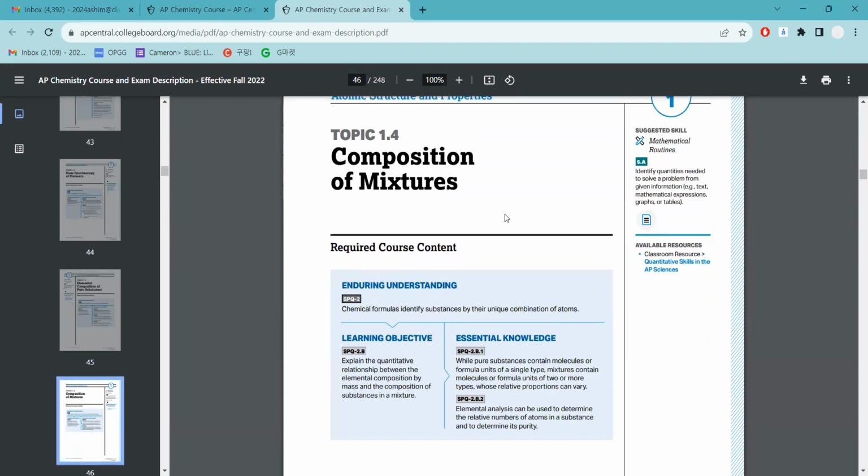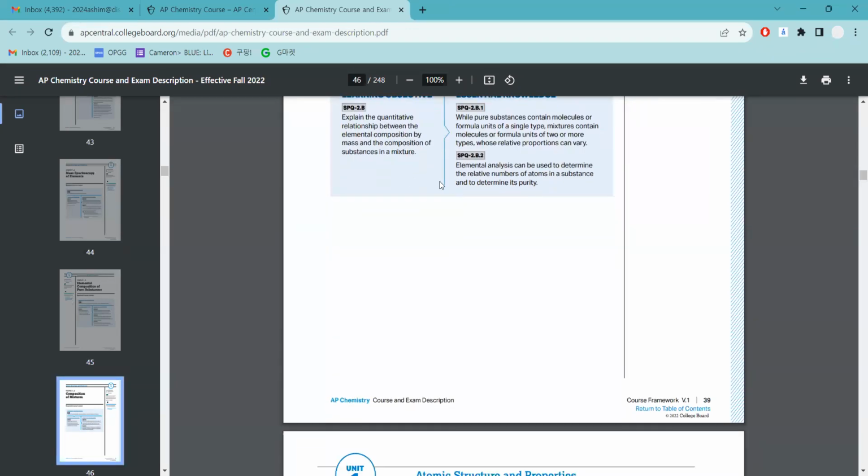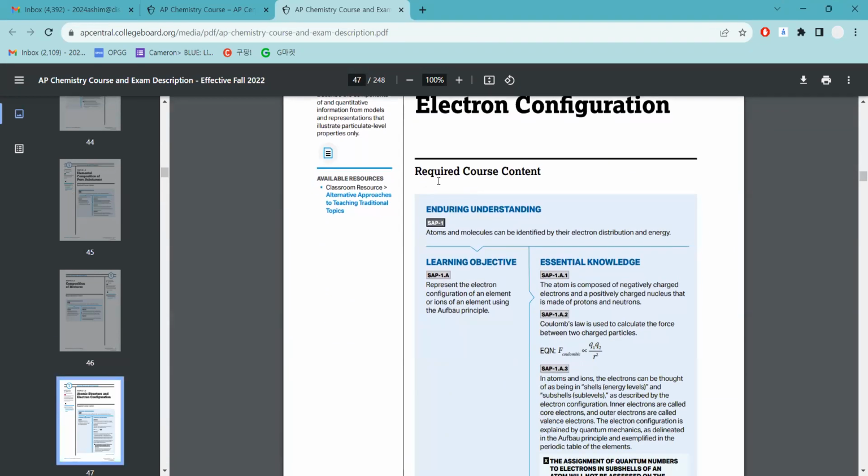Next is composition of mixtures. This is pretty simple. I just have to read the objective for you, which states the quantitative relationship between the elemental composition by mass and the composition of a substance in a mixture. How you do this is that you would be given the moles and the percentages, and you basically just convert them into a certain ratio, and that would give you the percentages, but we'll go through that a bit more specifically later on.